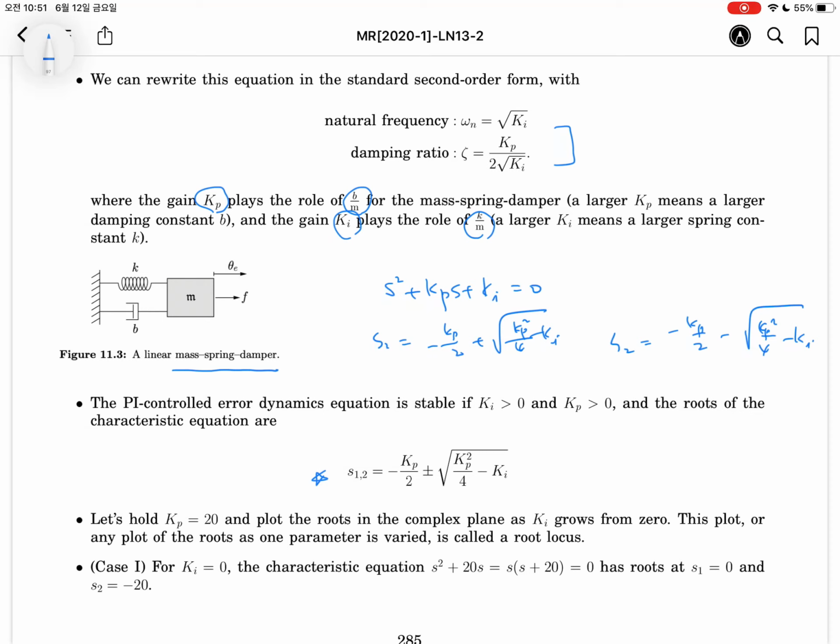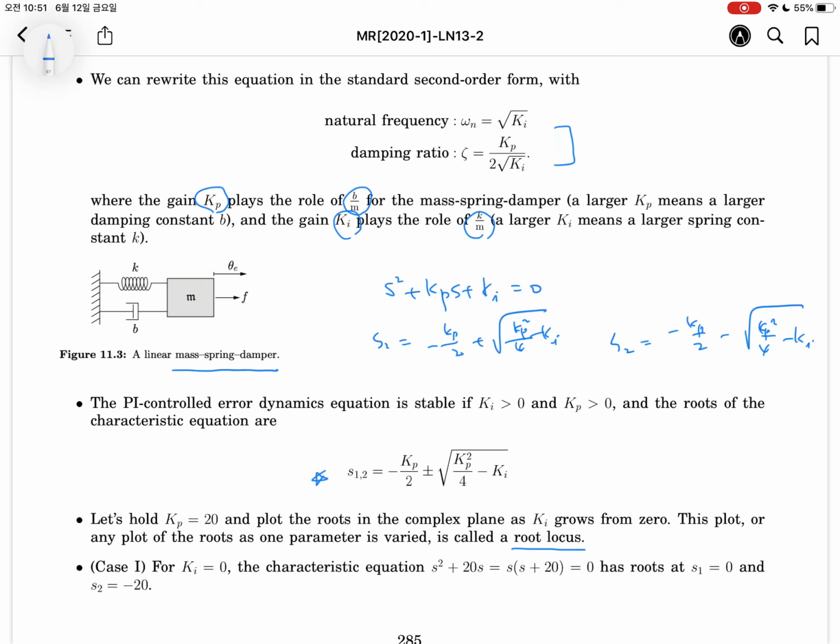Okay, to draw these roots in the complex plane according to some variable being varied, this plot will be called a root locus.